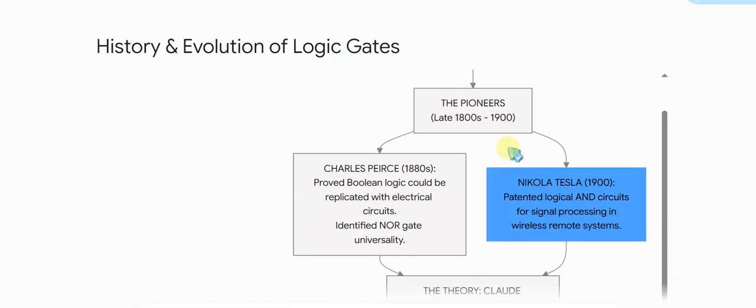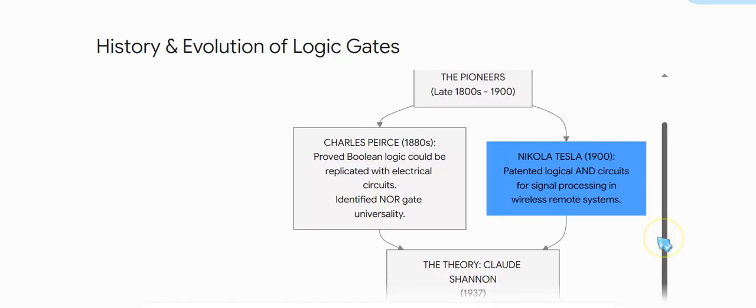All right, so let's see what time period it was. It was almost the 1800s and 1900s, and two people, one named Charles Peirce and another Nikola Tesla. The Tesla name you must be aware of. The Charles proved that logic could be replicated. Replicate means that if they have created one Boolean logic pattern, they can create it ditto, making a copy of any logic as it is with electrical circuits.